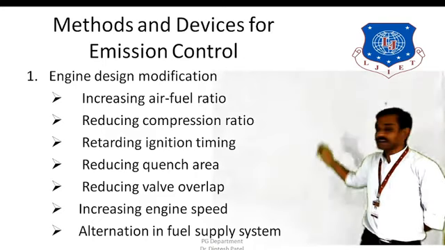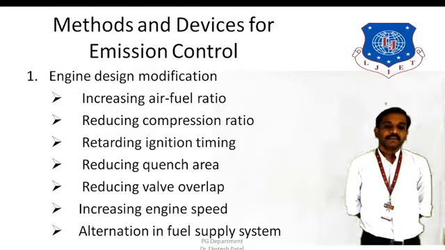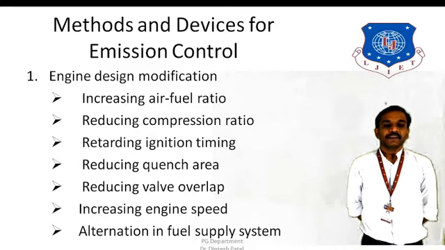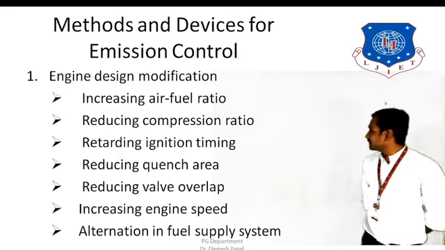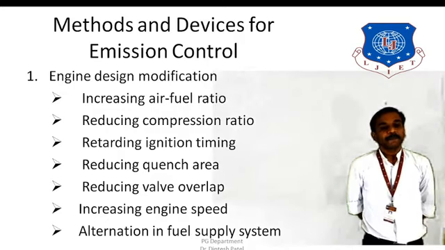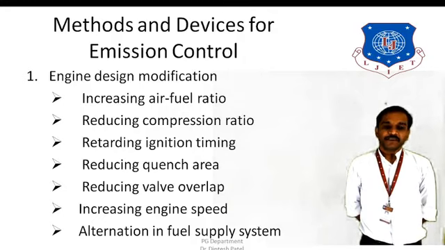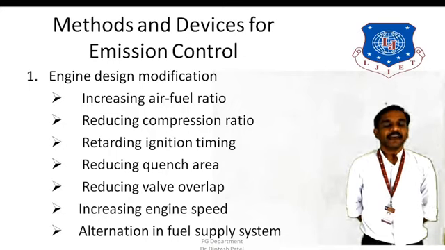The third one is by retarding the ignition timing. By retarding the ignition timing, we can reduce the overall temperature inside the combustion chamber, and if the temperature inside the combustion chamber reduces, then the emissions of NOx will also reduce. The next one is by reducing the quench area. We know that due to quenching, some of the fluid will remain unburnt and unreacted, and it leaves when the exhaust valve opens. So if the quench area is reduced, then the overall emissions would also be reduced.